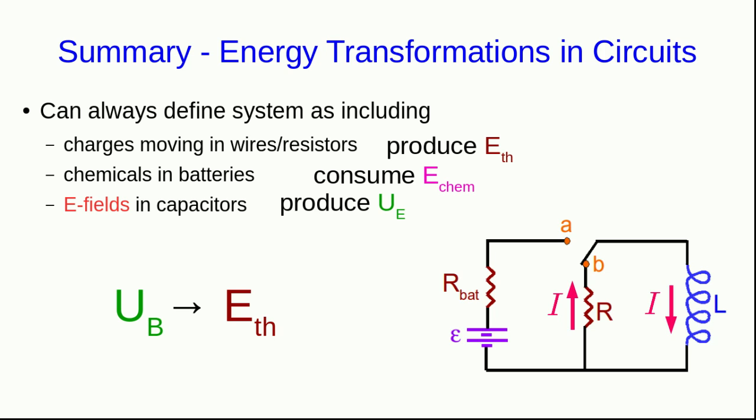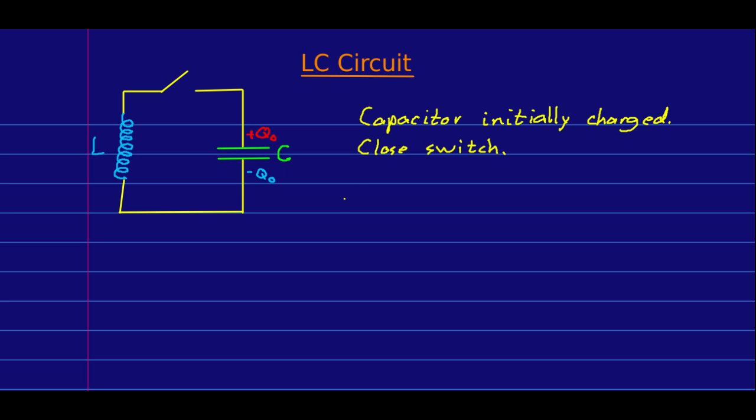Overall, what's going on here is that in addition to the forms we've talked about before, we can also think of the system as including the magnetic fields inside inductors, and when those fields get stronger, the system is producing magnetic potential energy. There's one more important and interesting case for us to look at, and it's the case of what is called an LC circuit, a circuit containing an inductor and a capacitor.